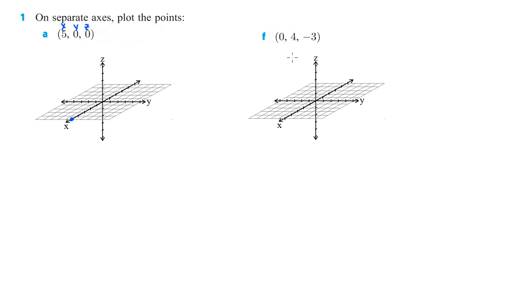Okay? For F, we've got 0, 4, 3. So X is 0, so it doesn't go anywhere. It doesn't go front or back, but it does go 4 to the right: 1, 2, 3, 4. And then it's going to go negative 3, so it means it's going to go down 3. So this is kind of the weird part. Now you can literally just go down 1, 2, 3, and there's our point right there. Okay, kind of weird to do 3D graphing, but you'll get the hang of it.